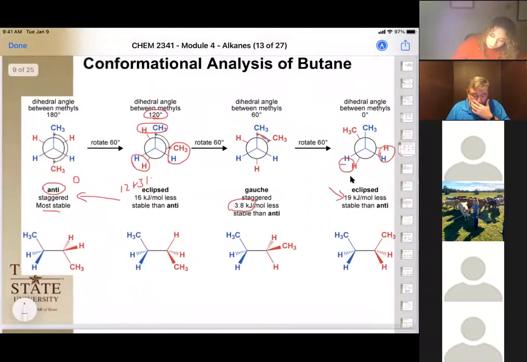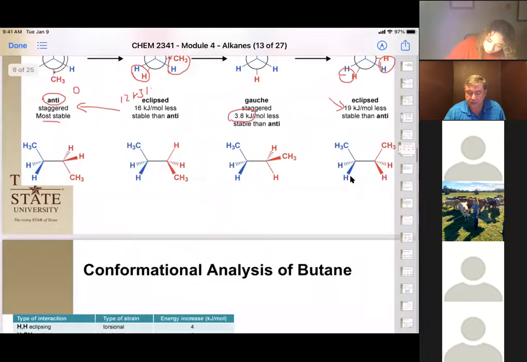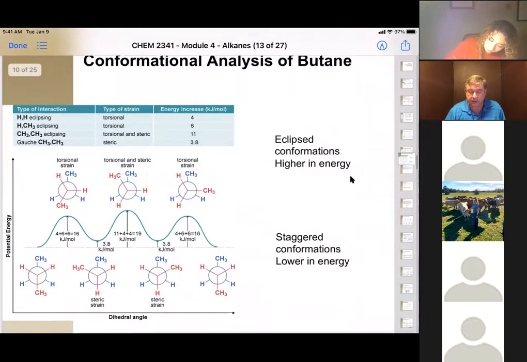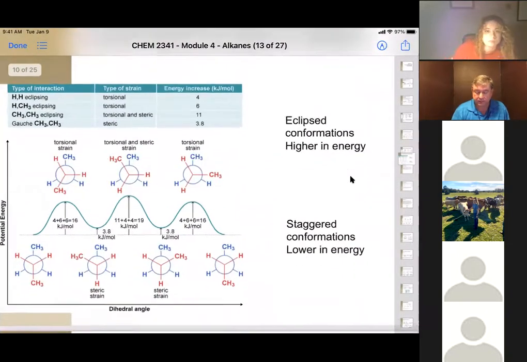Okay, and so what we're seeing here is that what we consider the most stable is having the 2 largest groups opposite each other, 180 degrees apart. And then we can go through the other configurations. We had staggered, we had eclipsed, and now we have gauche. Gauche is where our 2 largest groups are 60 degrees apart in our staggered configuration. So what does that look like energy-wise? Well, let's look at that energy-wise right here.